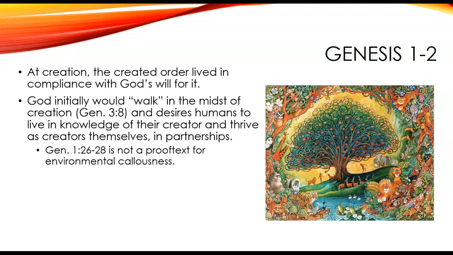So Genesis 1:26 through 28 is not a proof text for environmental callousness. So here's where God instructs the first humans to subdue the earth, to bring it under their control, to exercise their rule over it. But this text shouldn't be used to say that human beings can just do whatever they want with creation. They are supposed to be good stewards of creation. God holds them accountable to be good stewards of that.